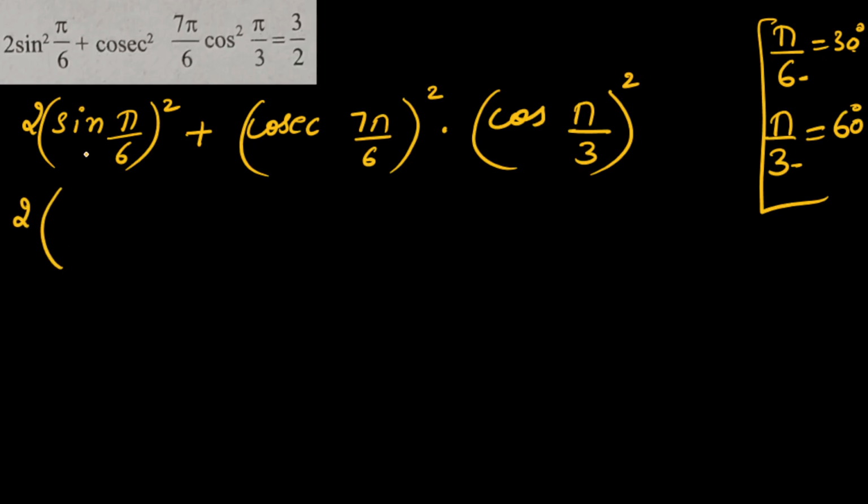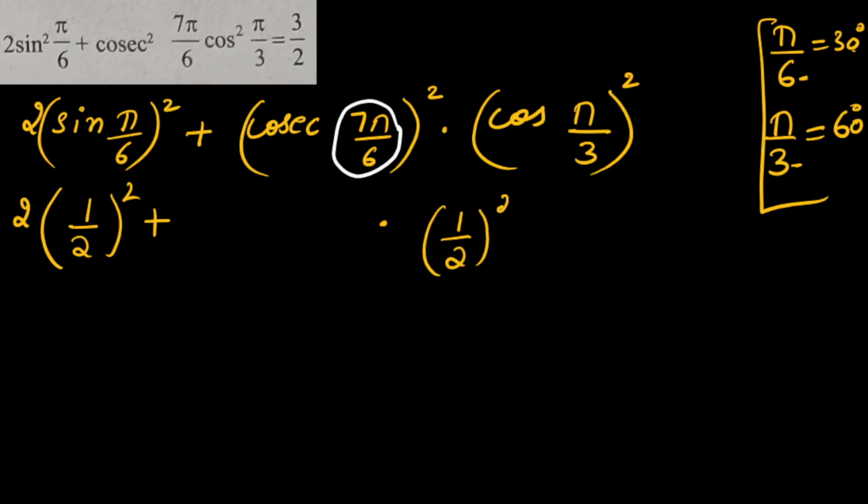So let's substitute sine pi by 6. Sine 30 degrees is 1 by 2. So it is 1 by 2's whole square plus cosecant 7 pi by 6, which is not a standard angle. If it is not a standard angle, we have to convert it into a standard angle. And here I'll just write cos pi by 3. Cos pi by 3 is cos 60, whose value is again 1 by 2. So 1 by 2 whole square.